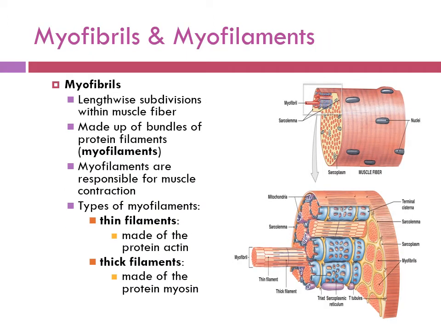Myofibrils are lengthwise subdivisions within a muscle fiber. They are made up of bundles of protein filaments, which are called myofilaments. The main myofilaments are actin and myosin. Actin is the thin filament, and myosin is the thick filament. The interaction of actin and myosin is what creates contraction of the muscles. So here you can see a myofibril.